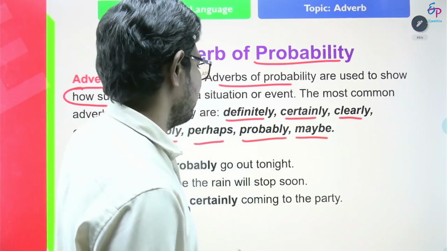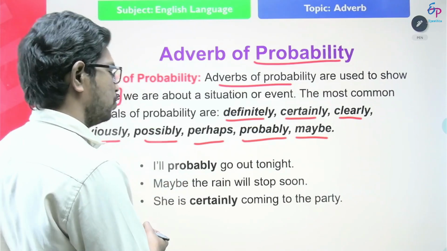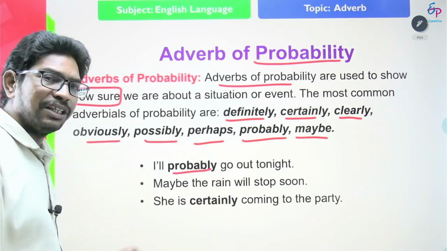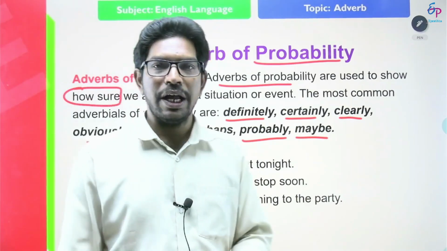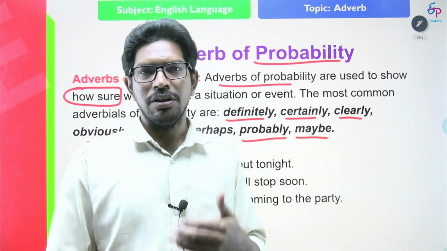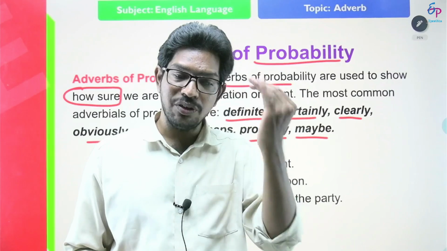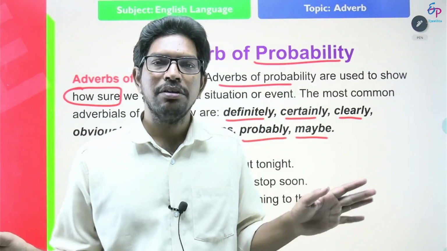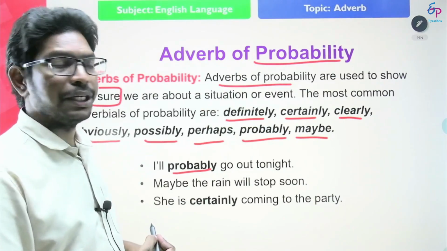So look at the example, how it functions. I will probably go tonight. Here probably indicates that you are sure about the action that happens. If you say I will go tonight, maybe, there may be a chance. But I will probably go means you are indicating that you are sure about the action that will happen. The word probably is called an adverb of probability.